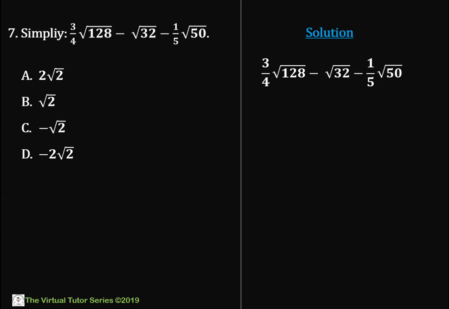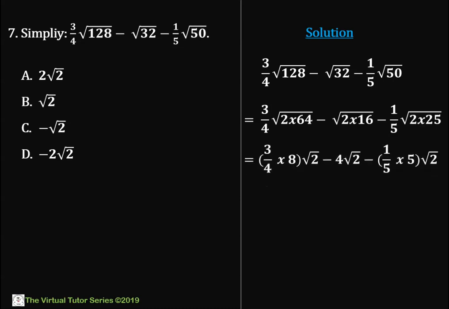is a perfect square. For 128, we have 2 times 64. For 32, we have 2 times 16. And for 50, we have 2 times 25. So our expression now becomes 3 over 4 root 2 times 64 minus root 2 times 16 minus 1/5 root 2 times 25. Now, the square root of 64 is 8. The square root of 16 is 4. And the square root of 25 is 5.